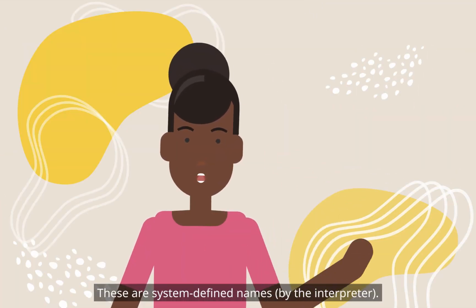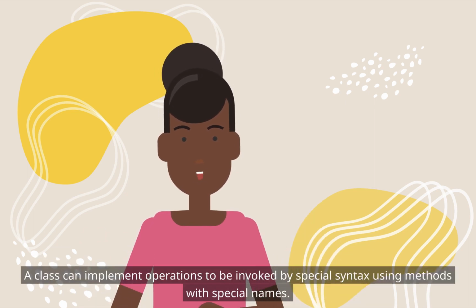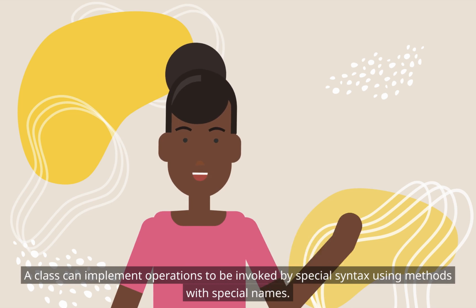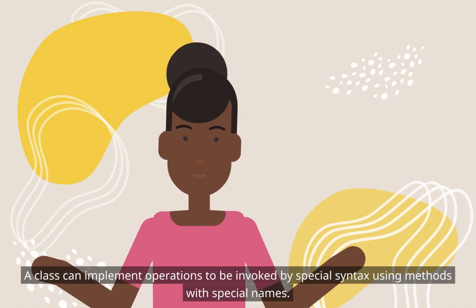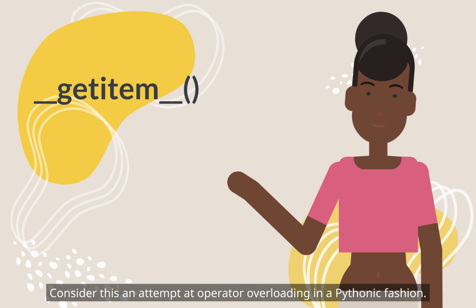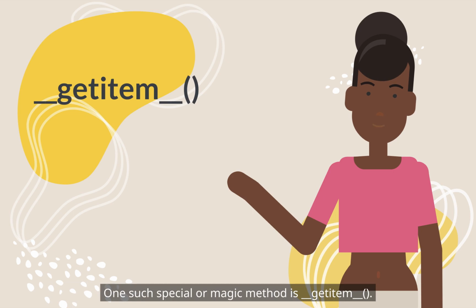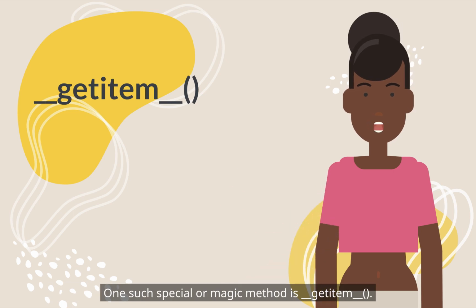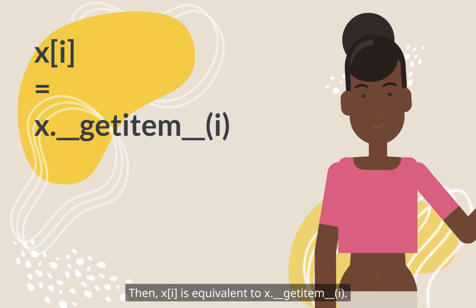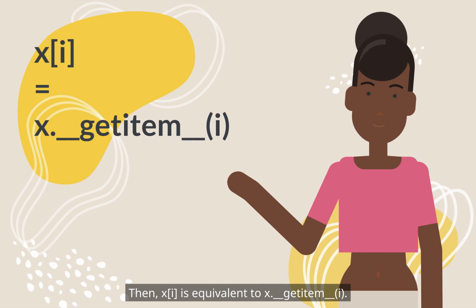These are system-defined names, defined by the interpreter. A class can implement operations to be invoked by special syntax using methods with special names. Consider this an attempt at operator overloading in a Pythonic fashion. One such special or magic method is __getitem__. Then x[i] is equivalent to x.__getitem__(i).